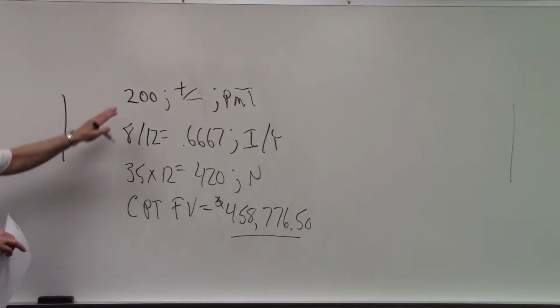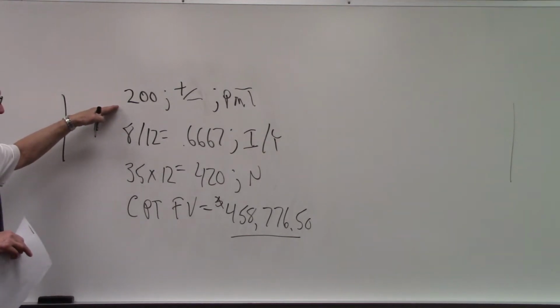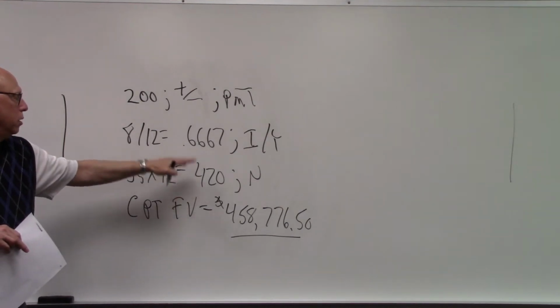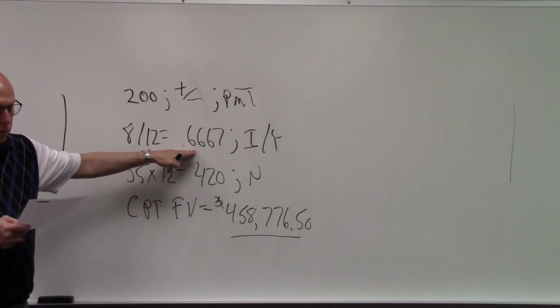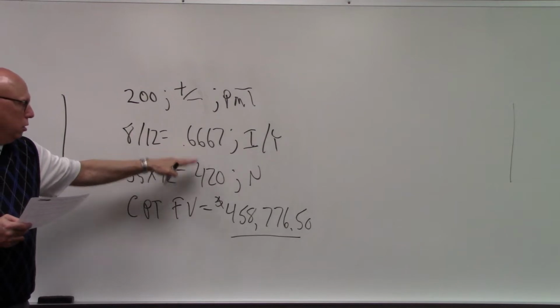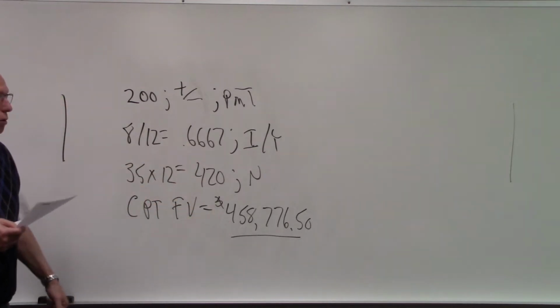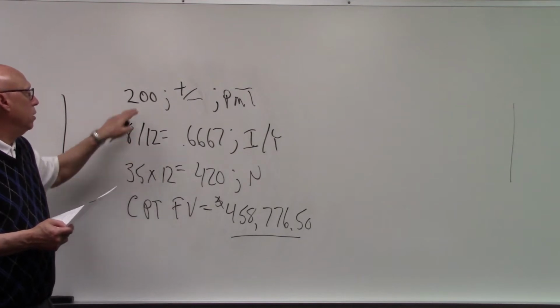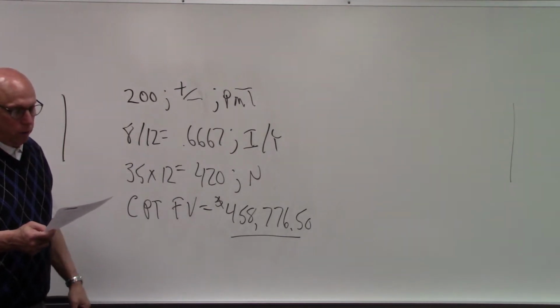So, if you save $200 a month for 35 years, that's 420 payments, and you can earn 8% annually, you'll end up with $458,000. You want more? You're not going to be able to earn a whole lot more than 8%. You're going to have to save more than $200 a month.